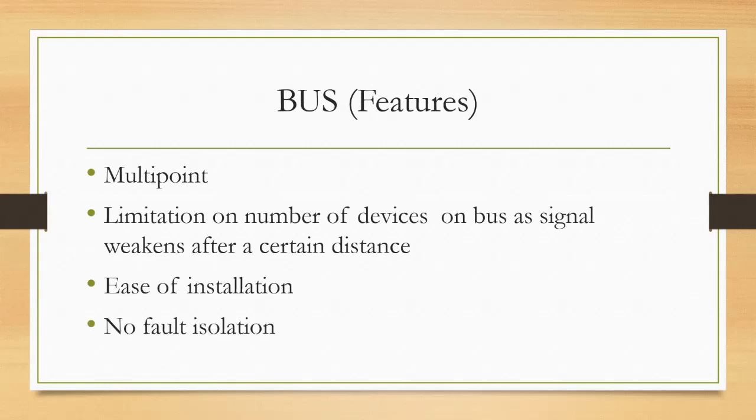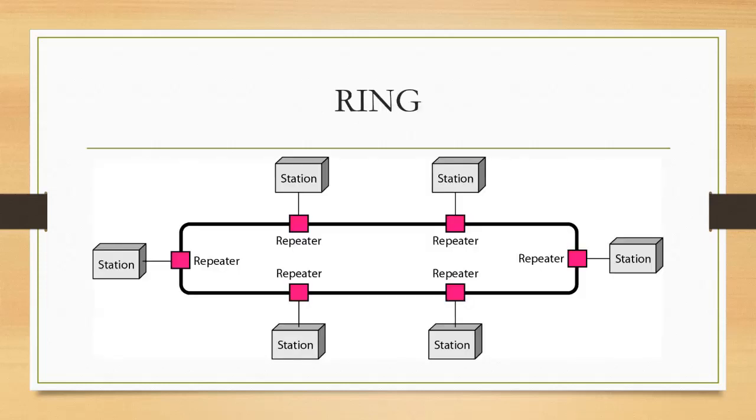No fault isolation, because if there is an issue in the communication between a station or two different stations, it is very difficult to find in which part of the network the fault lies, because again we have a shared media. Privacy will not be maintained. Cost is moderate. Then the next topology is ring topology.